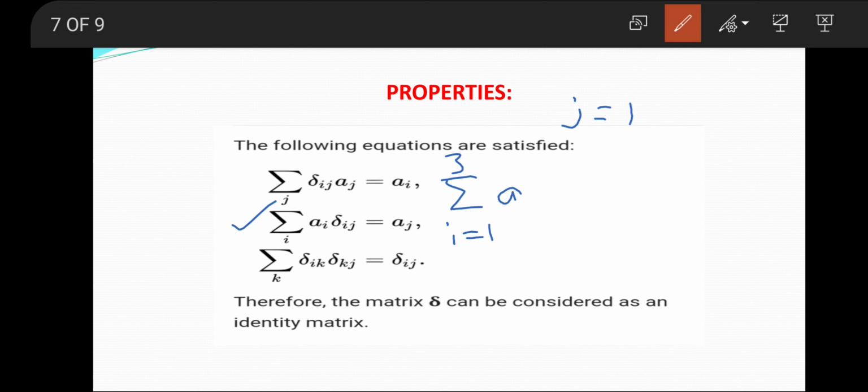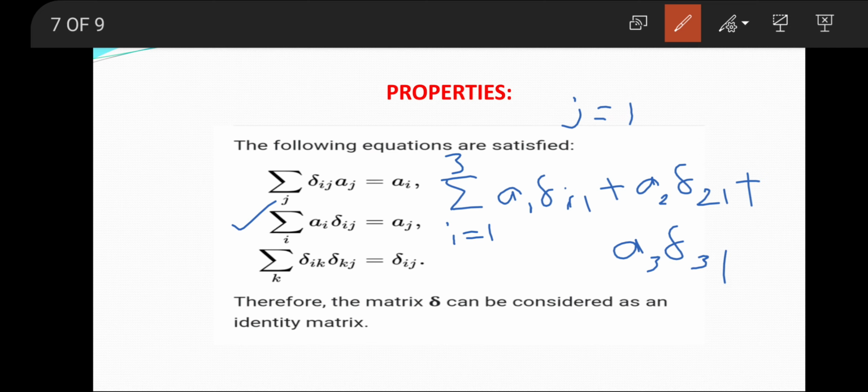Now a1 delta 1 1 plus a2 delta 2 1 plus a3 delta 3 1. Since j value is fixed at 1, we keep this 1 constant, and since I value is under summation it is changing, therefore it's 1, it's 2 and it's 3. We changed it. Now its calculation here: 1 comma 1 equal to 1, which means delta I equal to j.